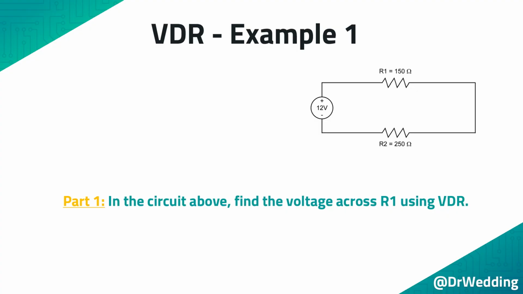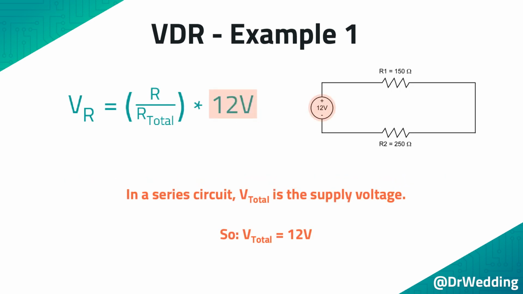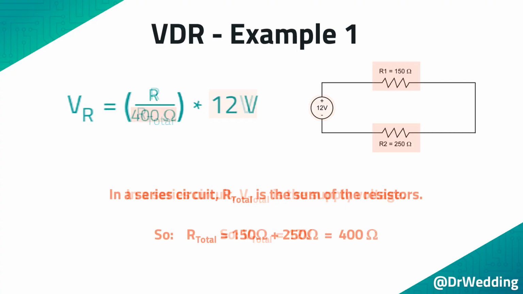In the circuit above, find the voltage across R1 using the voltage divider rule. Start by writing down the voltage divider rule equation. To calculate the voltage across R1 using the voltage divider rule, you need R total and V total. In a series circuit, V total is the supply voltage. So, V total equals 12 volts. In a series circuit, R total is the sum of the resistors. So R total equals 150 ohms plus 250 ohms for a total of 400 ohms.